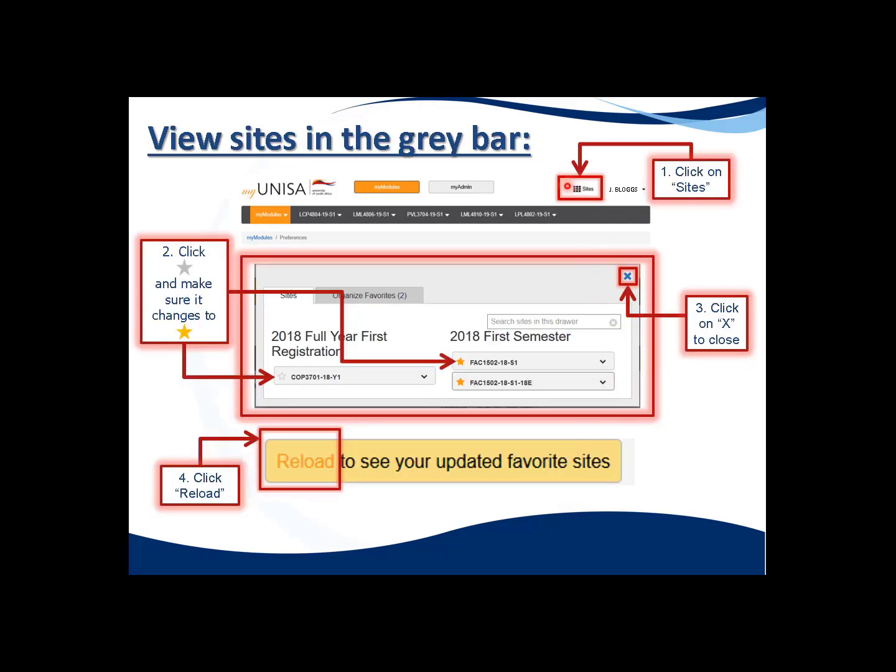Alright, so when I click on the sites option, now this is on the right hand side of my modules, you'll be able to see all the modules that you've registered. What you can do is if you click on the little star next to the module code, then you can click on close, and then you click on reload. By doing this, you're actually adding the modules to your ribbon over here, which means it's just easier to access. It's a nifty little trick.